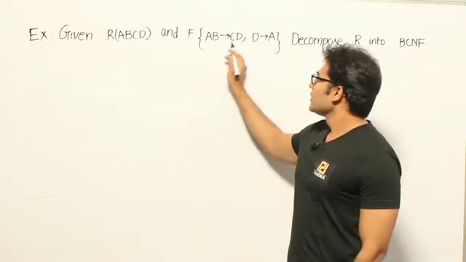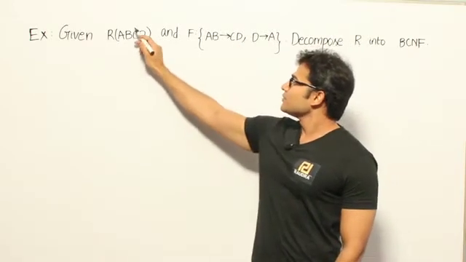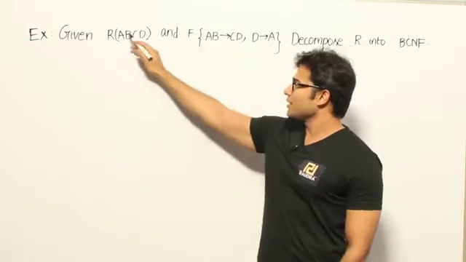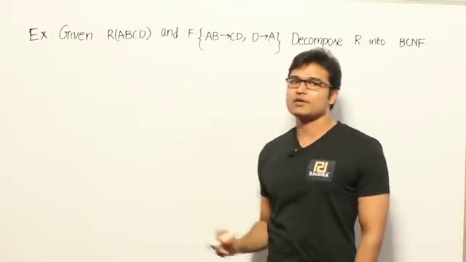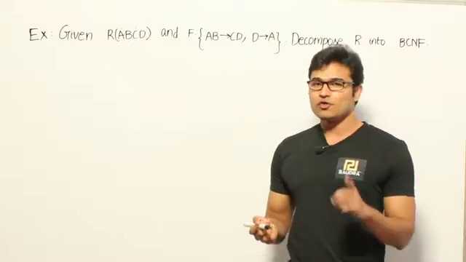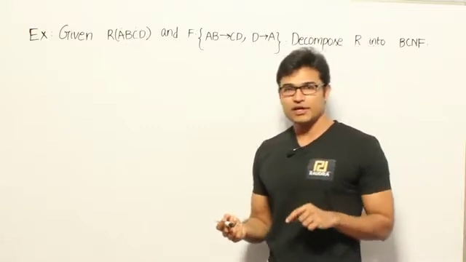Now if you see this, C and D are on the right hand side, so I'm marking them, and D is there on the right hand side. The only attribute which is not there on the right hand side is B. Therefore every candidate key is supposed to contain B.